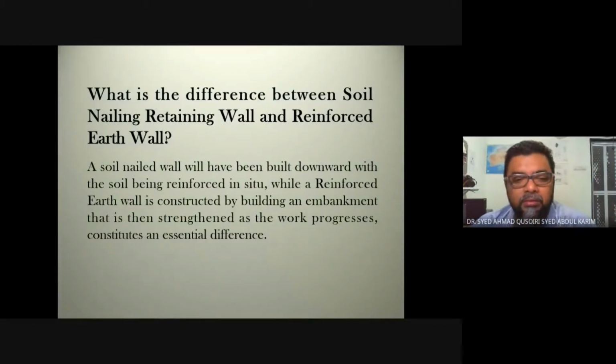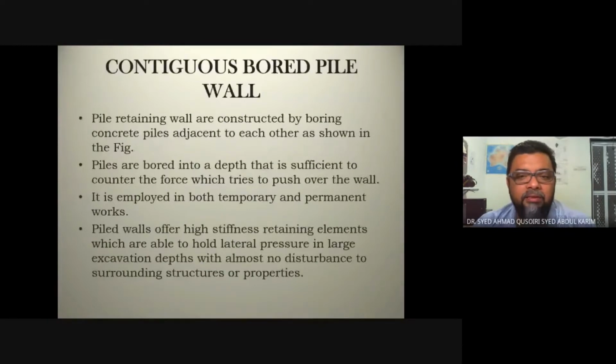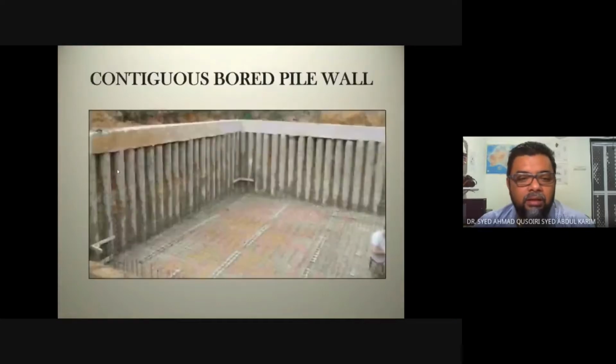Next, the pile retaining wall. So we are using piling as a retaining wall. The contiguous bore pile, as the name suggests, uses bore piles. So we are using boring concrete piles adjacent to each other. So this is a bore pile. See, they are arranged one next to the other, and when we dig up this area inside here, it becomes a wall on itself.